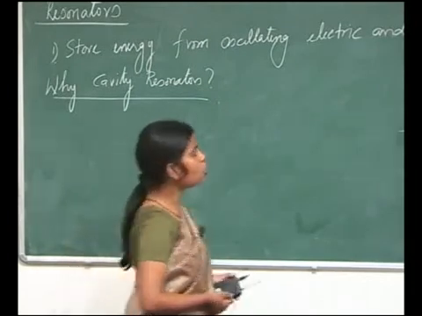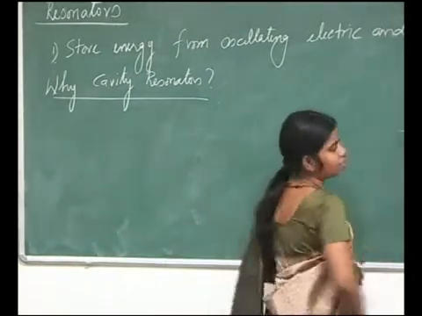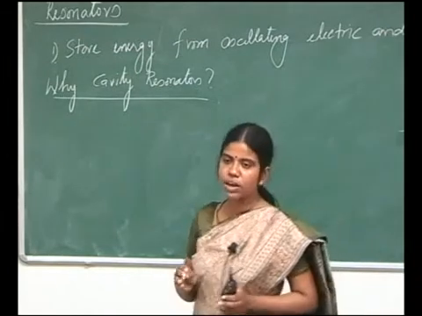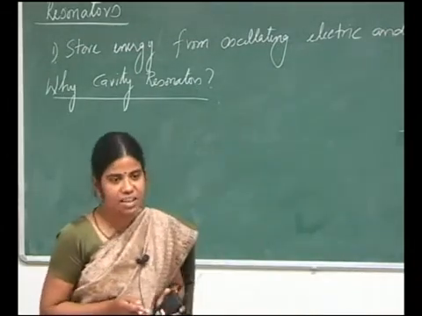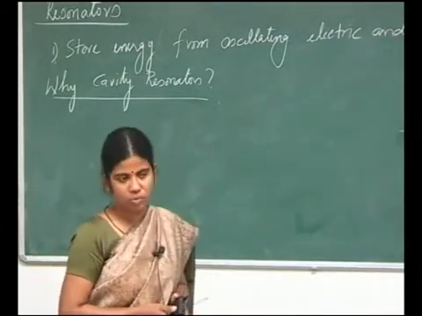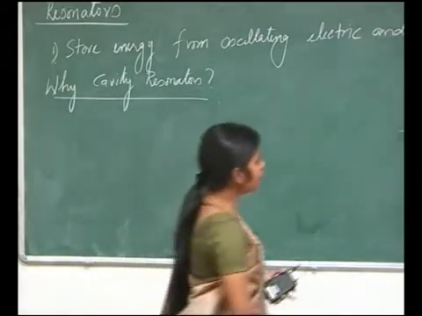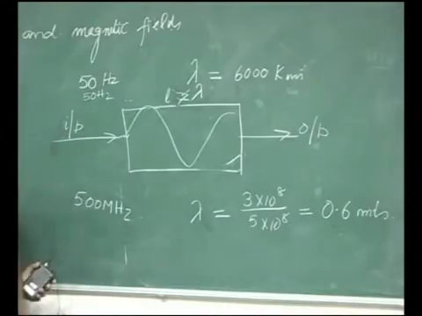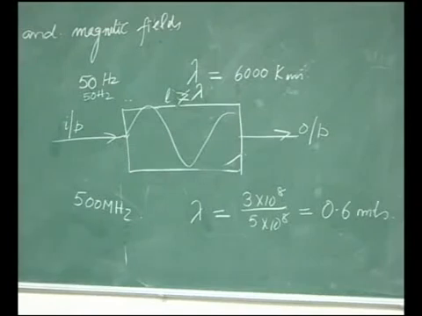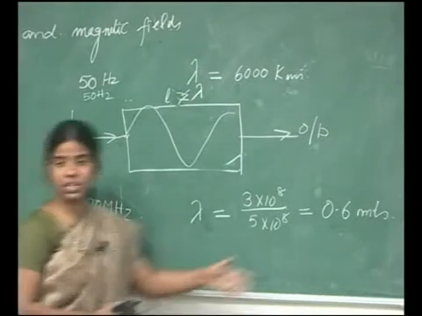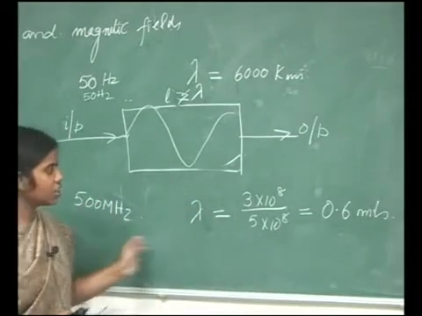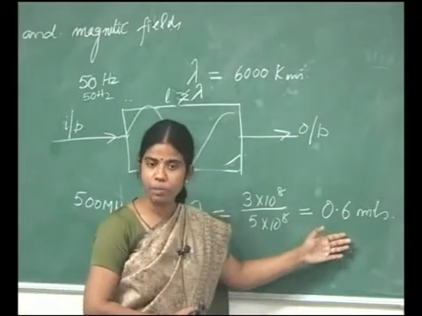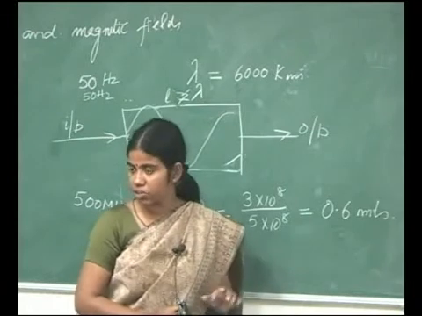So if I am at 50 hertz, by all means I can ensure that my circuit size would never exceed 6000 kilometers. But when I go to higher and higher frequencies, my circuit size can be larger than 0.6 meters. If I go to 5 gigahertz, this will become even smaller, 0.006 meters. So that is very small.